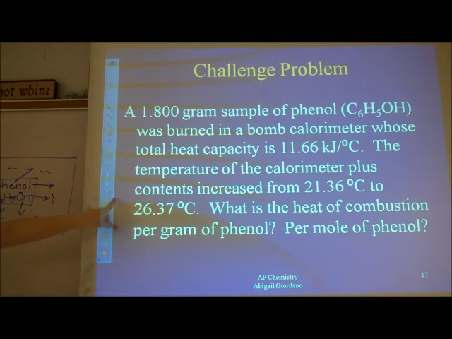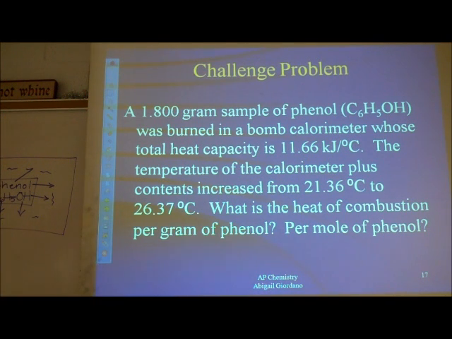Okay? Now, last class, somebody asked an excellent question. Contents. What's included in that? Does that mean the phenol is also included? No, it doesn't. Do you remember we had that whole discussion about what's the system and what's the surroundings? This is the system. The box that it's in, the water, the calorimeter is considered part of the surroundings. So when it says the temperature of the calorimeter plus its contents, it doesn't mean the temperature of that reaction. It means the temperature of the water, essentially.